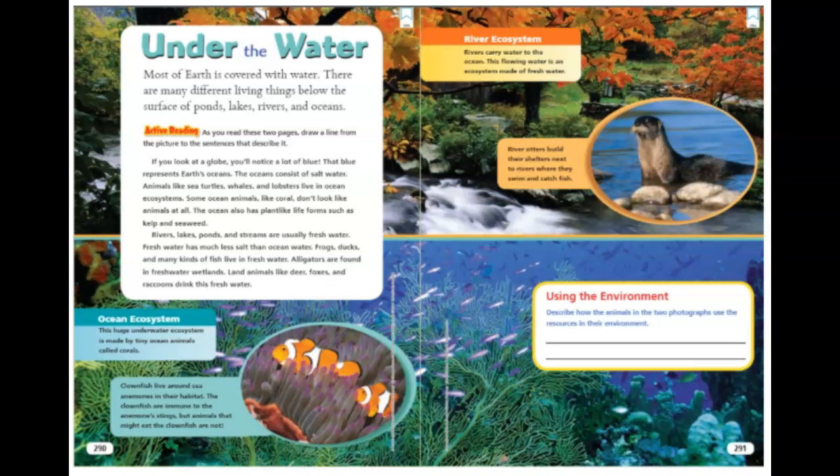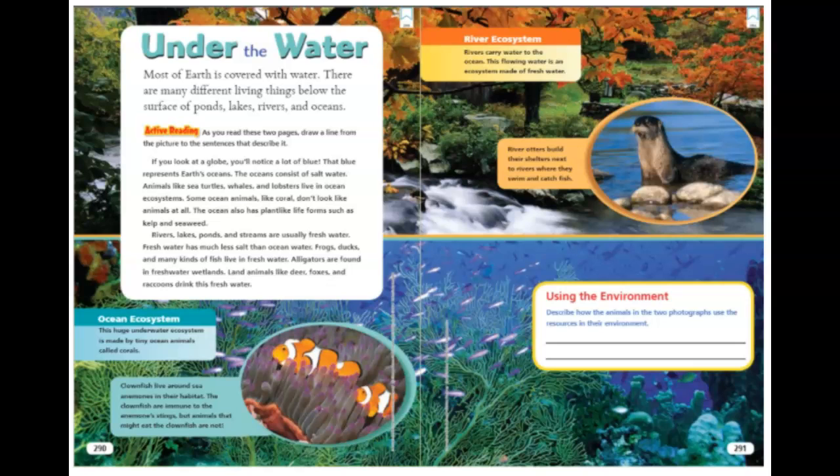Under the water, most of Earth is covered with water. There are many different living things below the surface of ponds, lakes, rivers, and oceans. As you read these 2 pages, draw a line from the picture to the sentence that describes it. If you look at a globe, you'll notice a lot of blue. That blue represents Earth's oceans. The oceans consist of salt water.